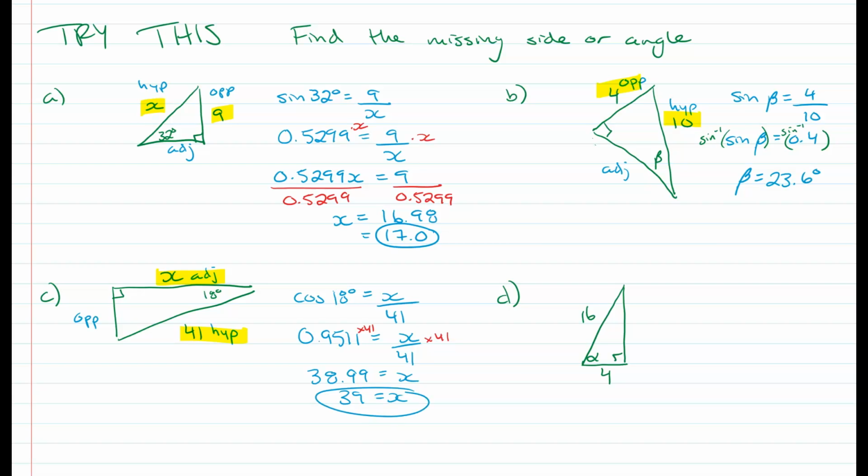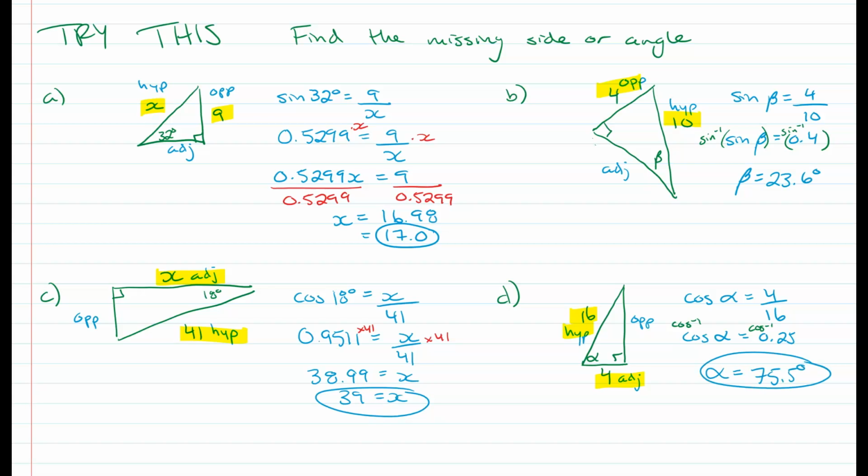And finally, let's look at D. Label this triangle: opposite, adjacent, hypotenuse. I have the hypotenuse and the adjacent. The thing that uses hypotenuse and adjacent is cosine. Cosine of alpha equals 4 over 16. Then the ratio is 0.25. And I'm going to use that inverse function, that -1, on both sides to undo the cosine and leave me with just alpha equals 75.5 degrees. Okay?